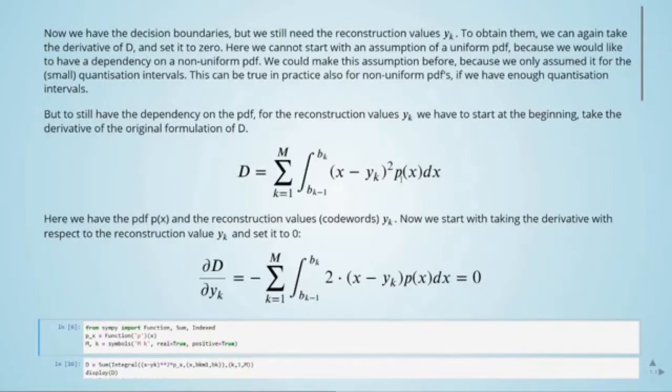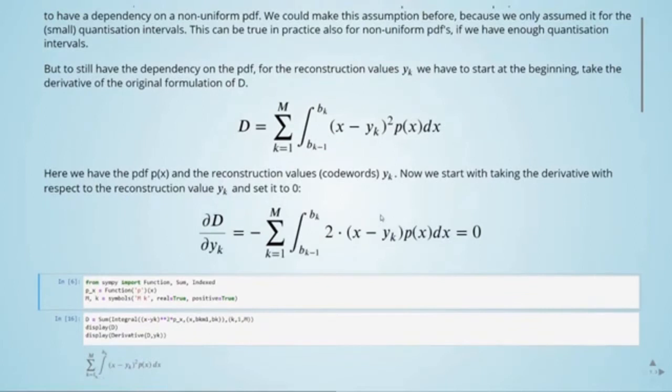But to keep this dependency on the PDF for the reconstruction values y of k, we will go back to this equation here, the original formulation of d, where we have the PDF p of x and the reconstruction values, or the code words, y of k. And we'll take the derivative of this with respect to y of k and set it to 0.